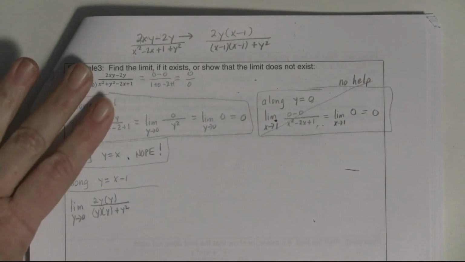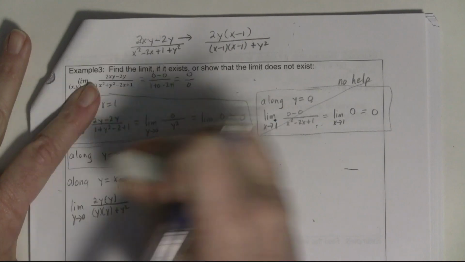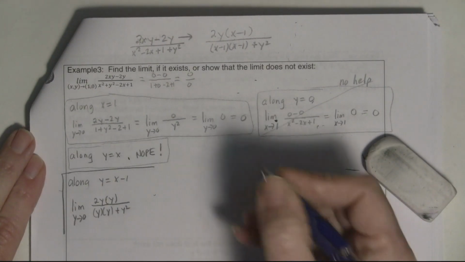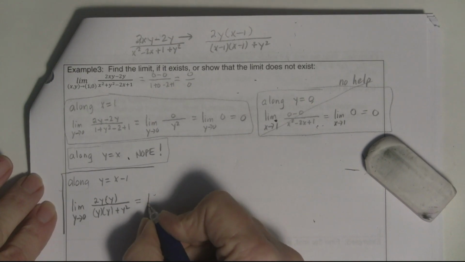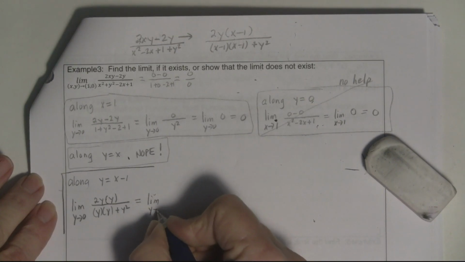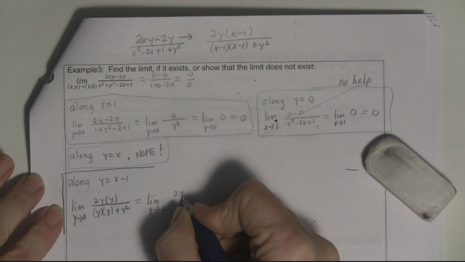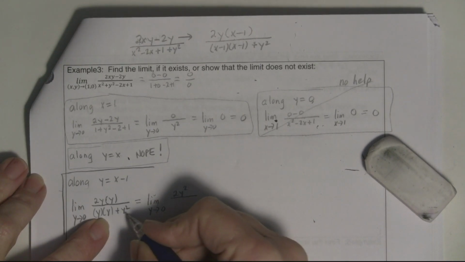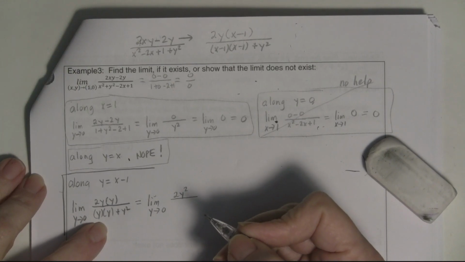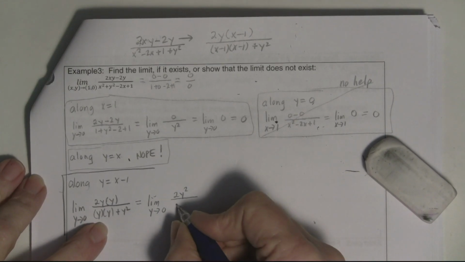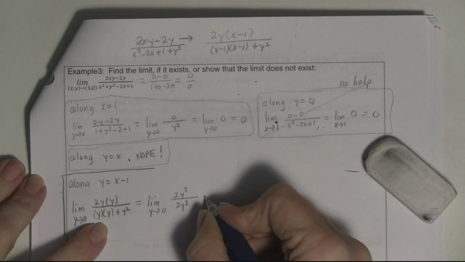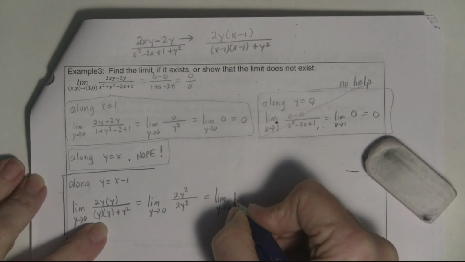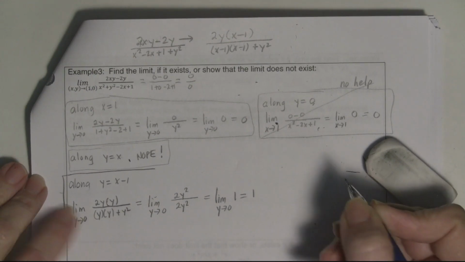So this is this path. I'm going to circle this and have this be here. Okay, so this is the limit as y goes to 0 of 2y squared over, and then in the denominator here, y squared plus y squared is 2y squared. So this is the limit as y goes to 0 of 1, which is equal to 1.